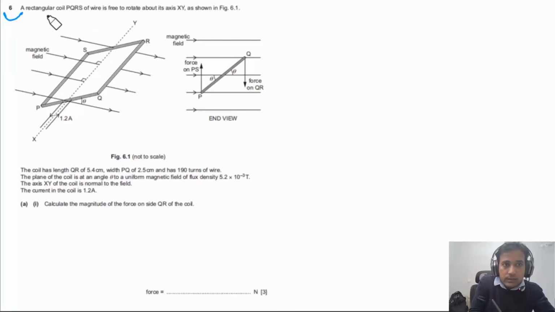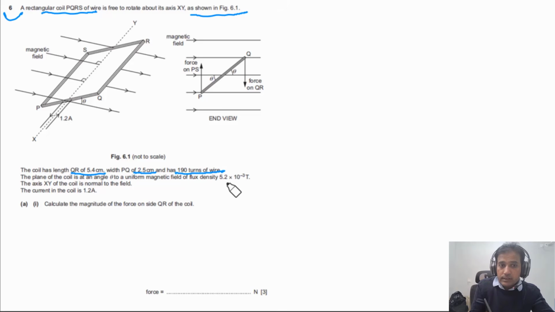Question 6 says a rectangular coil PQRS of wire is free to rotate about its axis XY as shown in figure 6.1. So we have a coil that is rotating about its own axis XY, and the coil is PQRS. The length of QR is given, that is 5.4 centimeters, and the length of PQ is 2.5 centimeters, and this coil has 190 turns of wire.